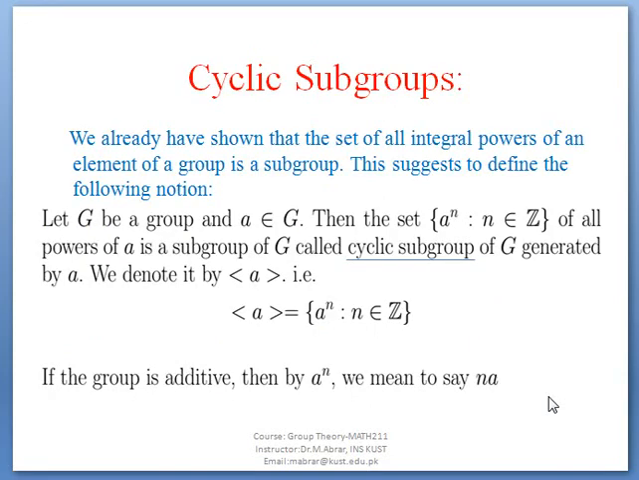Well, we have already proved that the set of all integral powers of an element of a group becomes a subgroup. So this simply leads to the following definition: we have a group G and we take an element a from the group G, then the set of all powers of a becomes a subgroup. Such a subgroup is called the cyclic subgroup generated by a. In case the group is additive, the powers are denoted by na.